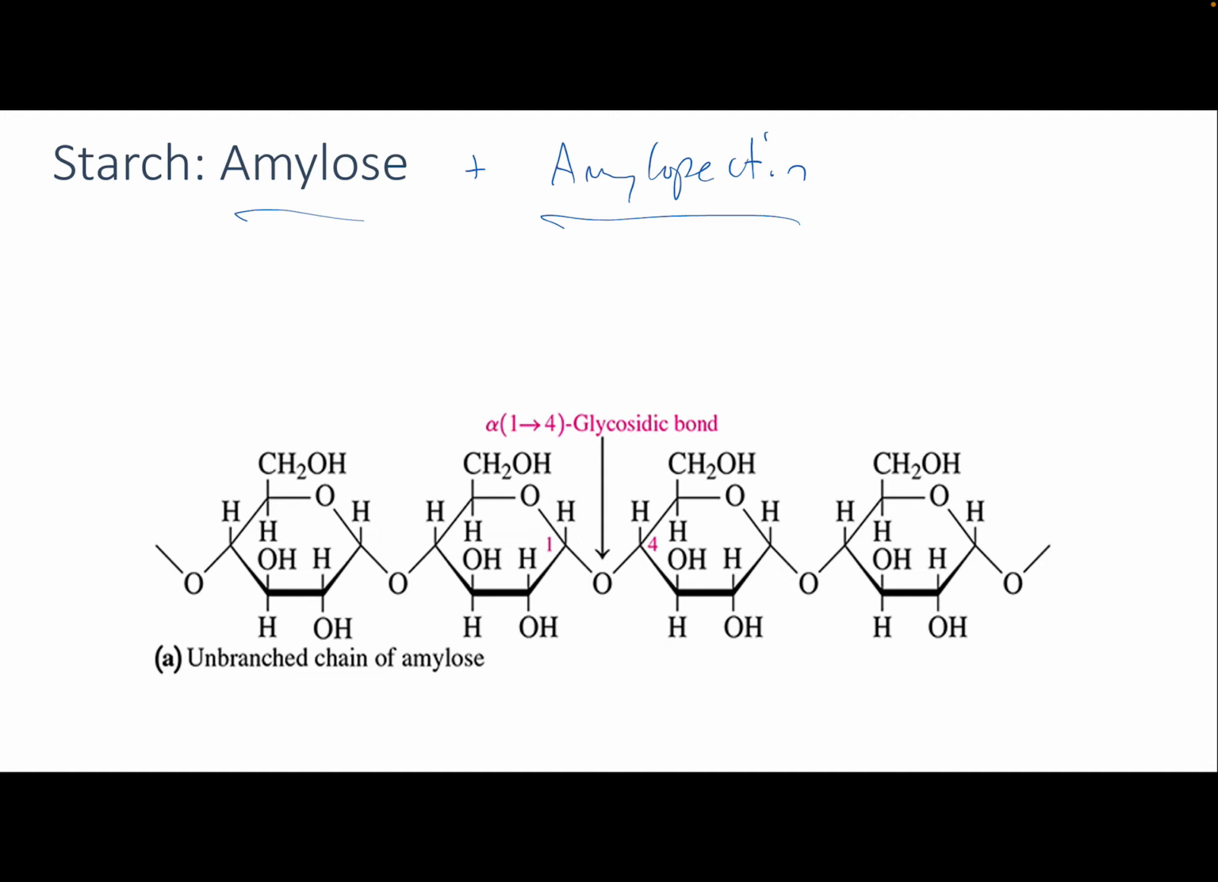But this is what amylose looks like. It's a long chain of alpha D-glucoses. You can see here the alpha down for all of these bonds. So that's why it's the alpha, and it's from 1 to 4. So alpha 1,4. And this just goes on and on. It's an unbranched chain of glucoses.